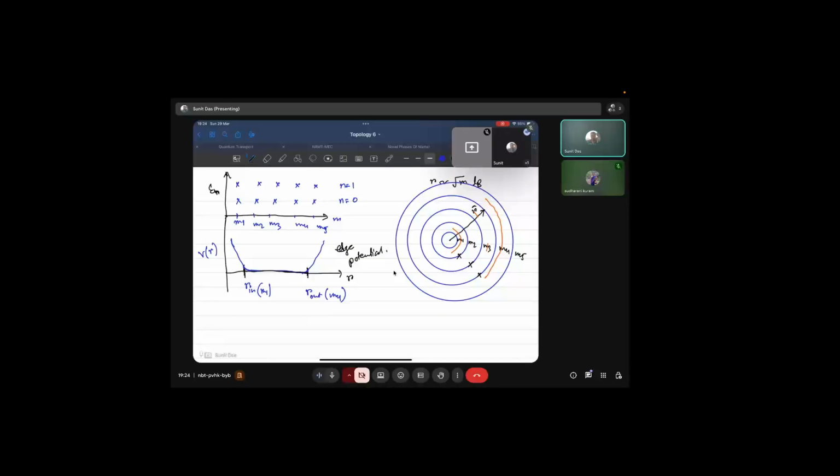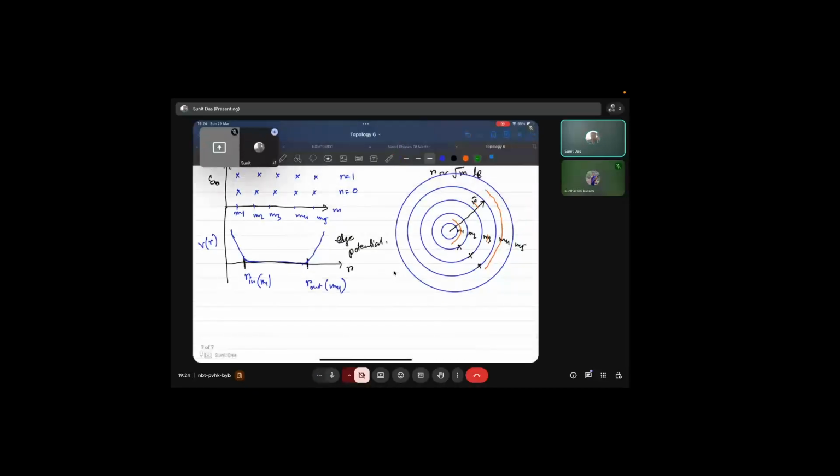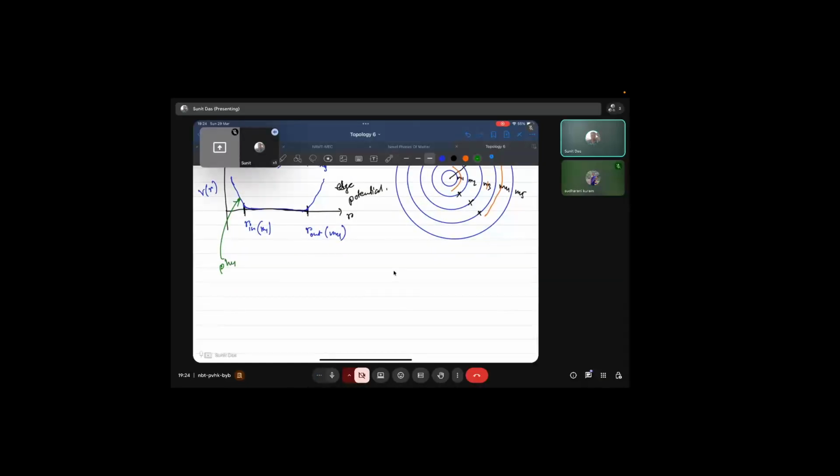You can think of this as, let's say, the physical edge of the Corbino geometry.